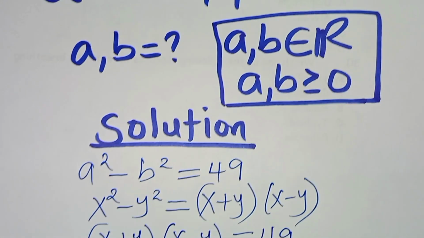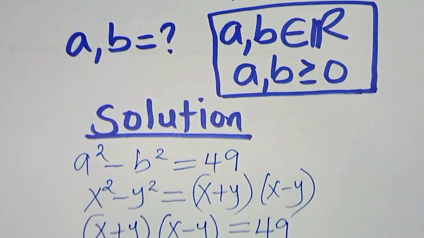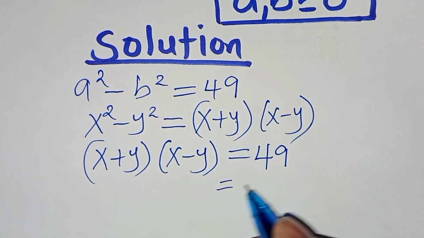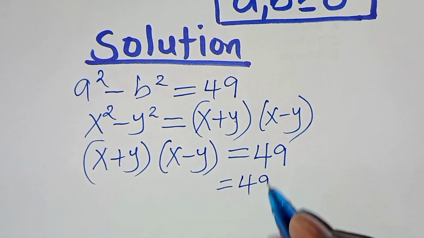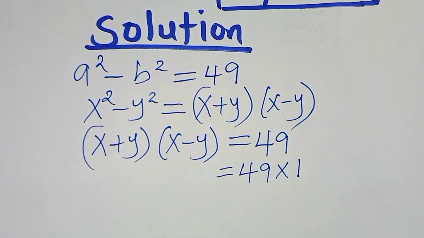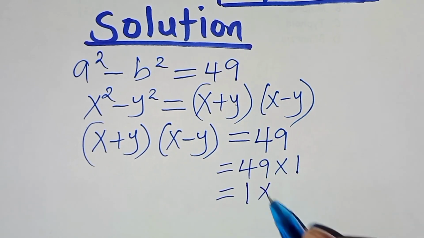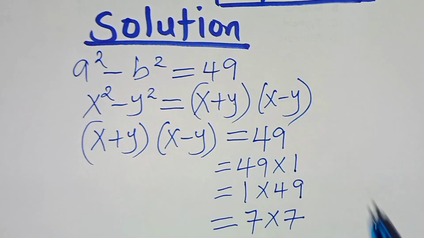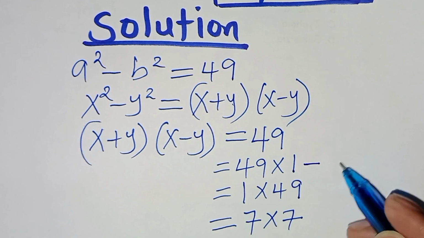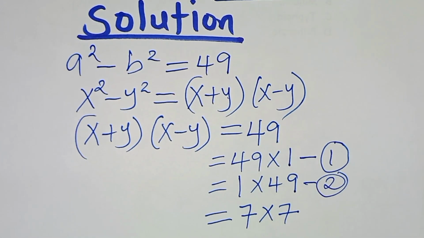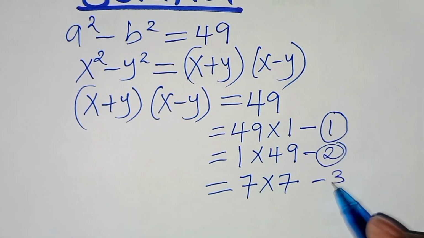Now, satisfying these two conditions, let's get the factors of 49. We have 49 times 1, this is the first factor. The second factor is 1 times 49, and the third factor here is 7 times 7. So here we have three cases. This is the first case, we have the second case here, and we have the third case.